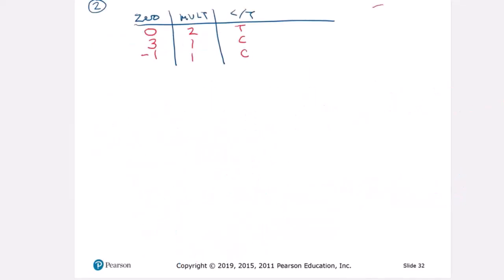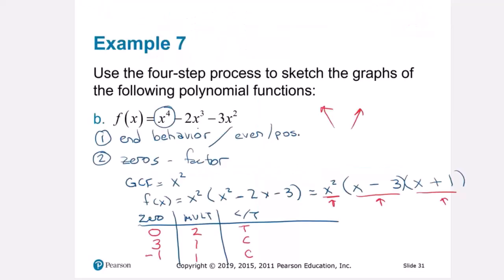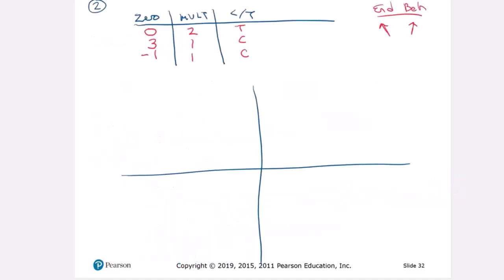Our end behavior is up, up. Let's start drawing. Let's find our y-intercept. Well, if x equals 0, then everything is 0. That means my y-intercept is 0. X is 0, y is 0. I have a 0 at 0, 0. I have a 0 at 3. And I have a 0 at negative 1. And my y-intercept is already right there at the origin.